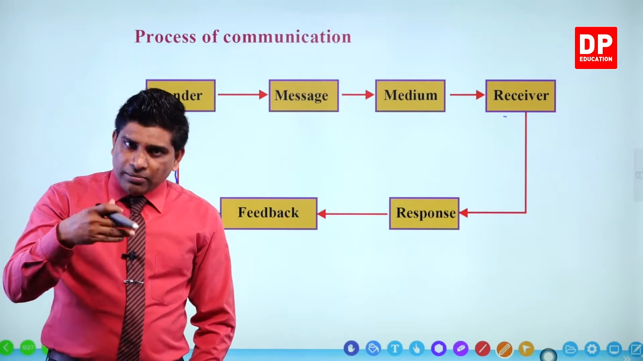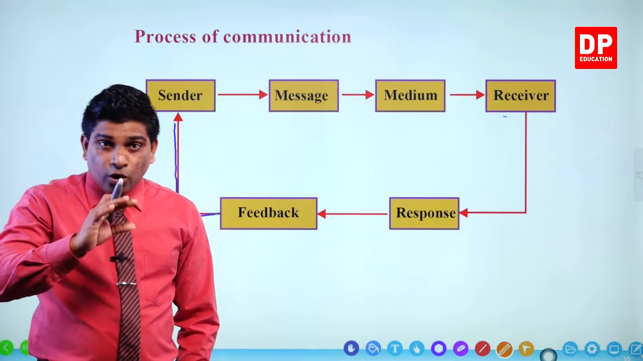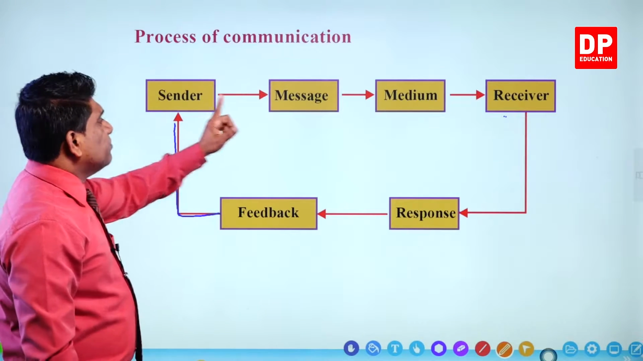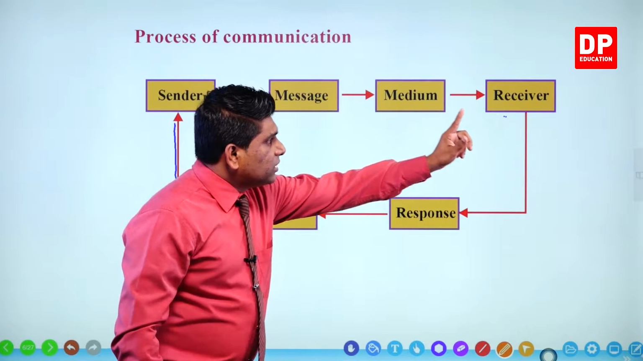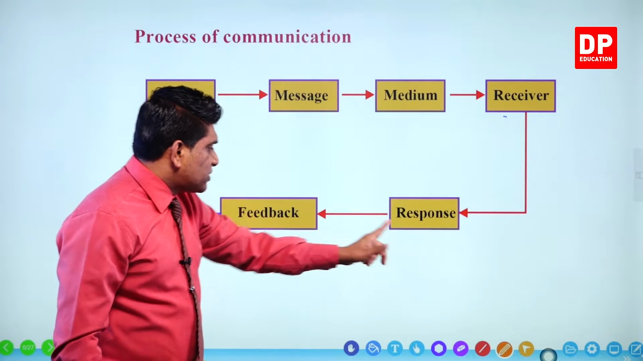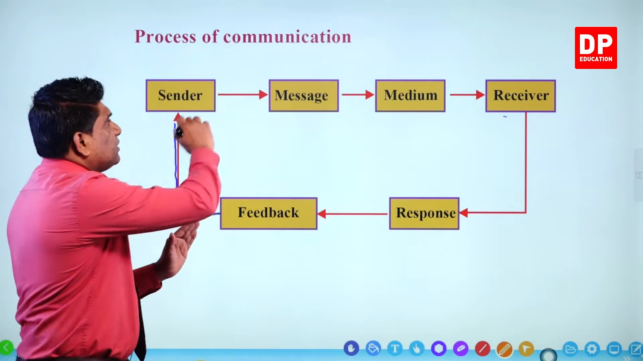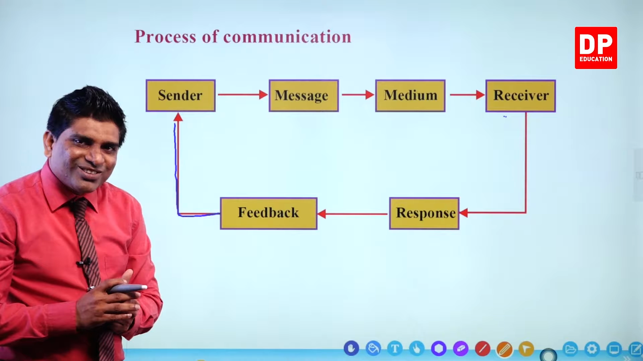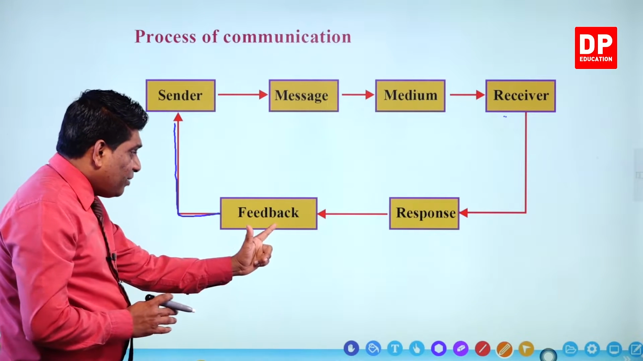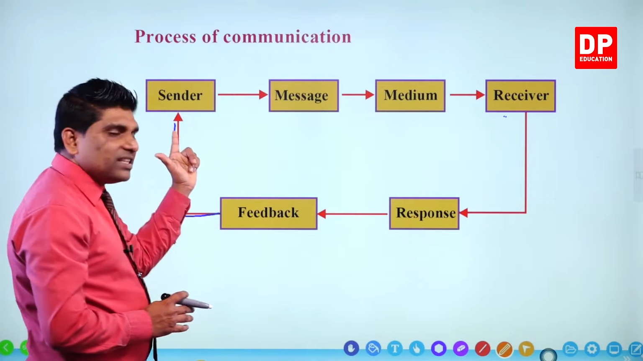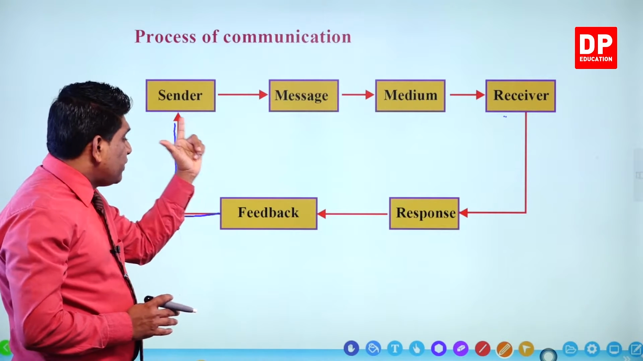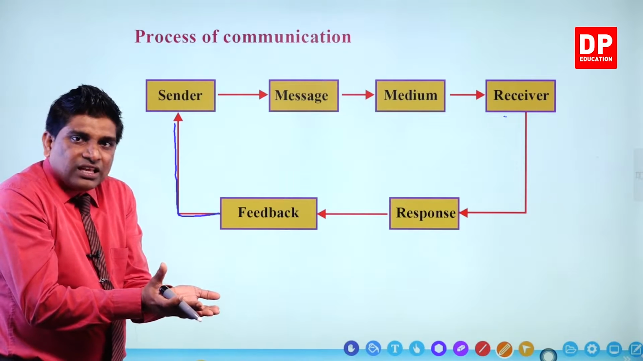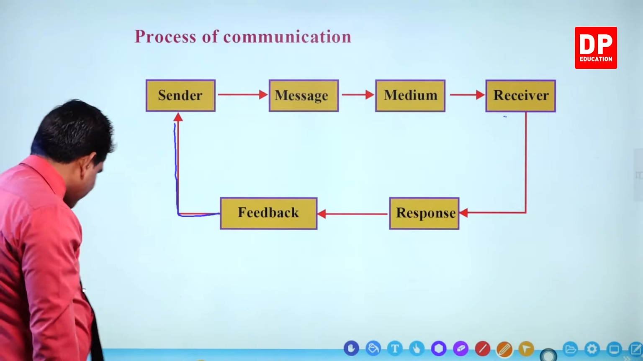in the exam, sometimes they may ask what? Draw the communication process. If you draw like this, sender, message, medium, receiver, response and feedback, and you stop this chart from here, then you earn 0 marks. Why? Again, the feedback should join with the sender, because this is like a circle, right? That's why we say communication process.